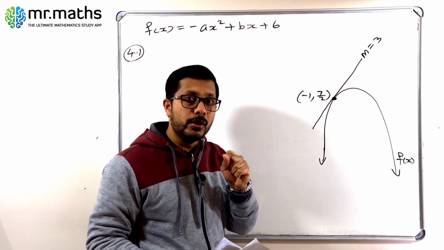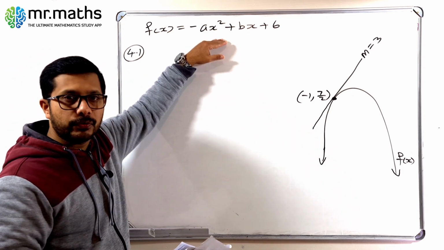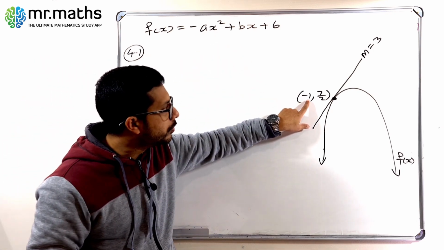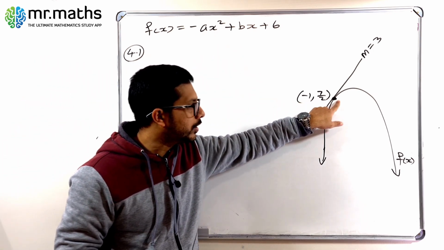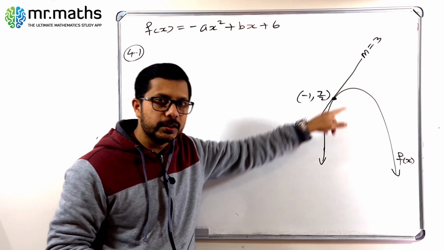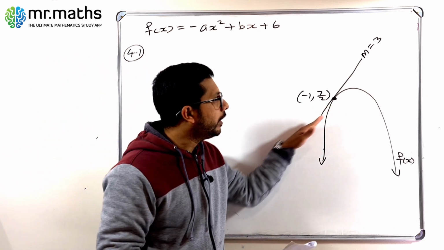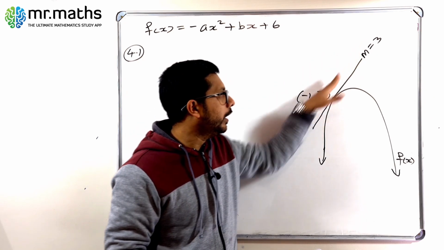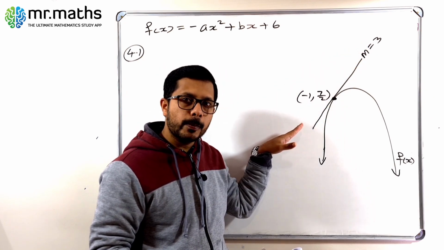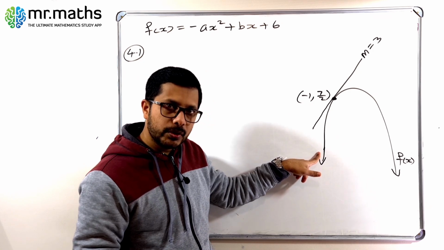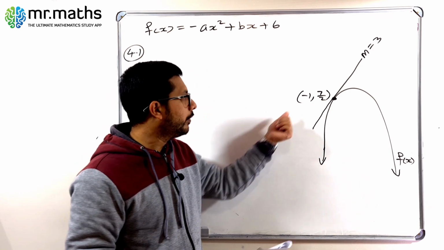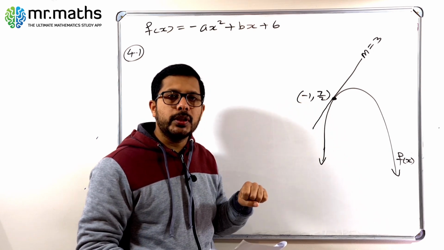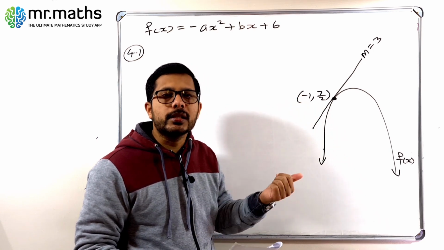Yeah, you have to find the derivative of the given equation. In that derivative, you are supposed to substitute the x value of that touching point. How can I find the gradient of this tangent? First you find the derivative of this equation, and in that derivative you substitute the value of x, and the answer you get is the gradient.